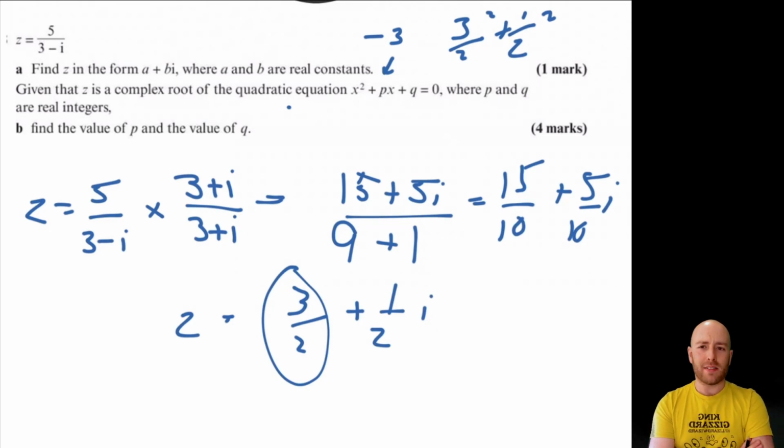Yeah, that's not getting q as an integer. What am I doing wrong? See if you guys can see what I've done wrong. Rationalize that. Yeah, added those together, 10 on the bottom. 15 over 10, 3 over 2. 5 over 10 is a half. Yes.